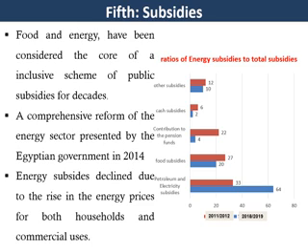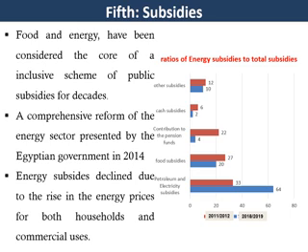Now let's talk about the subsidy system in Egypt in more detail. Looking at the subsidy system in Egypt, we can find that food and energy have been considered as the core of the comprehensive scheme of public subsidies for decades. So if you look at this figure, we can find that the sum of energy and food subsidies represented more than 80% of total subsidies in the fiscal year 2011-2012.